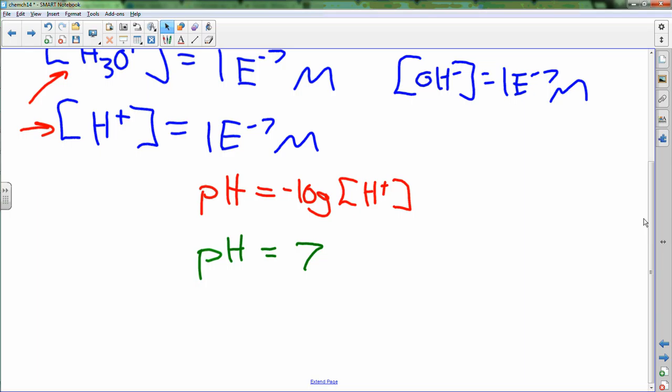Are we going to test the pH of our milk? Like the pH of your saliva? It's going to be acidic.